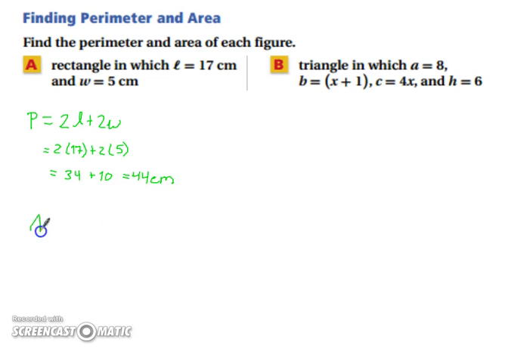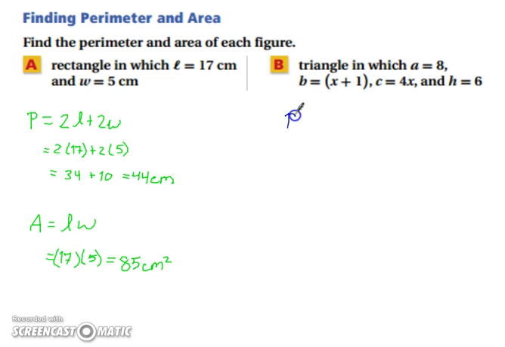And then for area, area is simply length times width. So we'll substitute our 17 in for L and our 5 in for W, which gives us 85 centimeters squared, because you're talking about square units. All right, well, let's try this triangle.